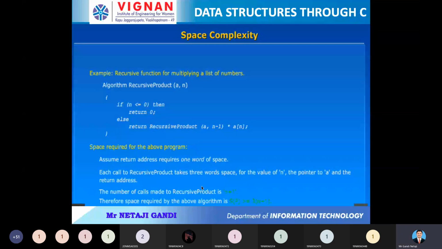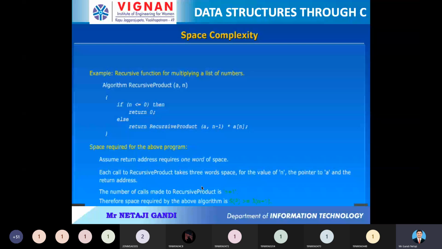Girls, please respond. Do you know about the recursive function? Yes, sir. Suppose you are using a for loop, how many times is the loop repeated? From the user's point of view it is very difficult, but from the system's point of view it is very easy.